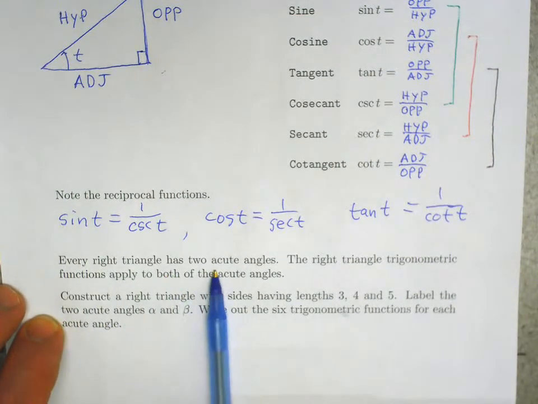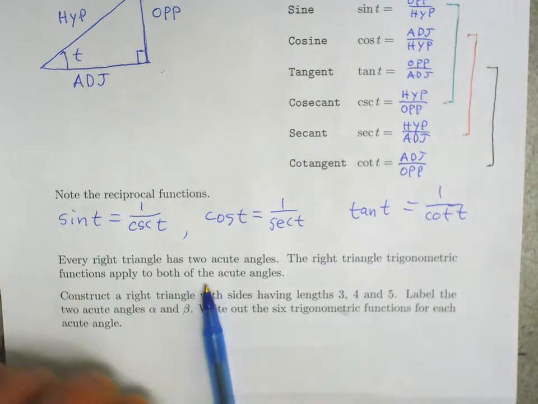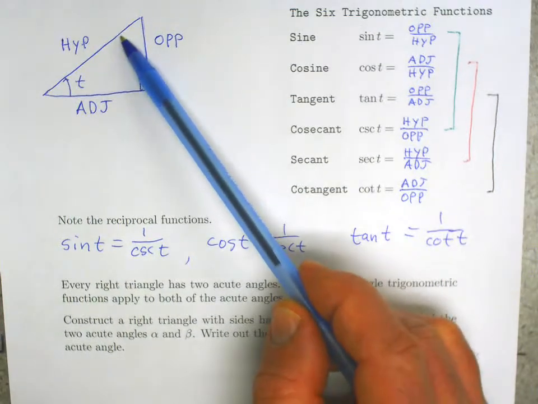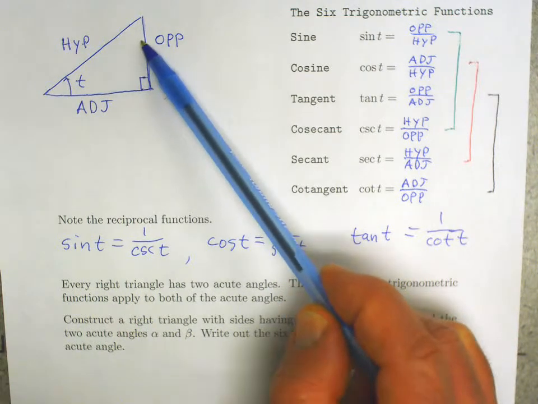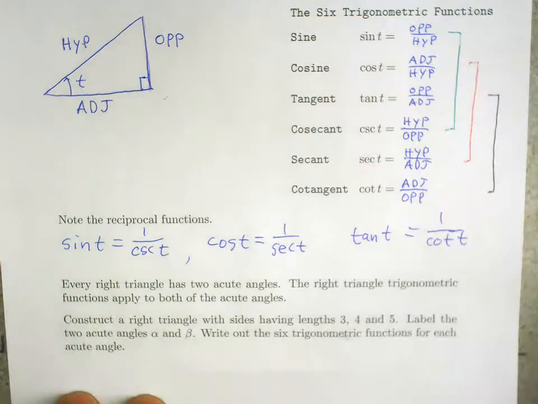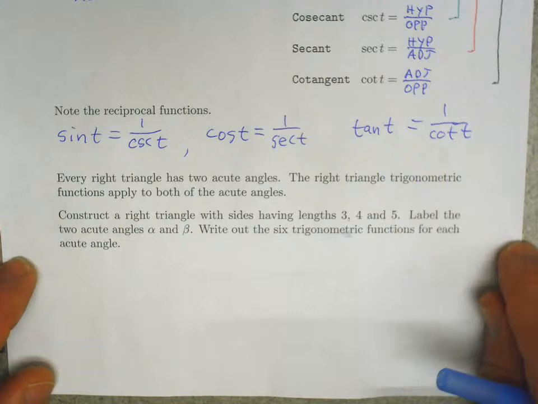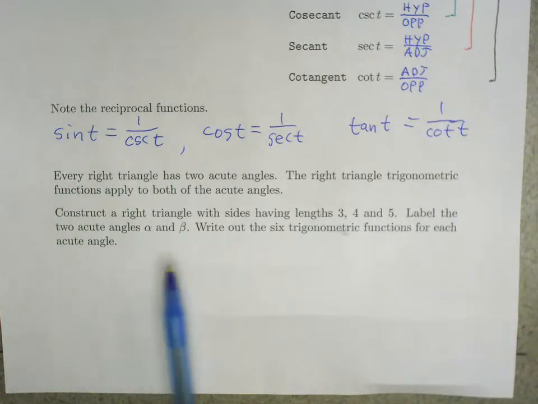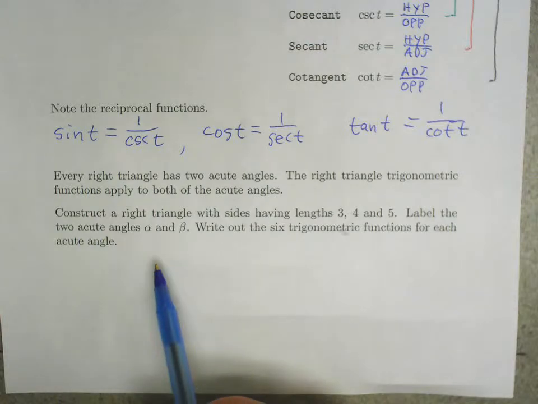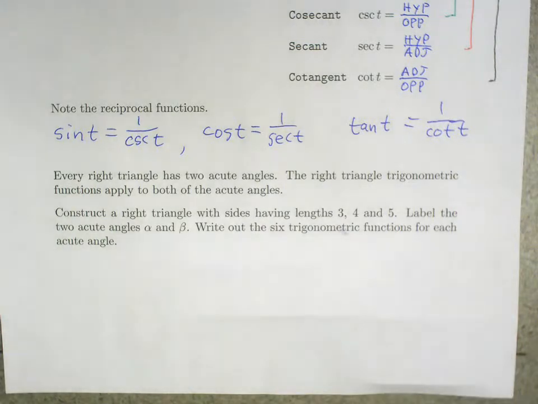Okay, every right triangle has two acute angles. The right triangle trigonometric functions apply to both of the acute angles. We won't do that here, but if we were to label this other acute angle up here with some other letter, whatever that happens to be, then we could write down the 6 trigonometric functions for that acute angle. Okay, but we'll do an exercise down here. Here it says construct a right triangle with sides having lengths 3, 4, and 5. Label the two acute angles alpha and beta. Write out the 6 trigonometric functions for each acute angle.